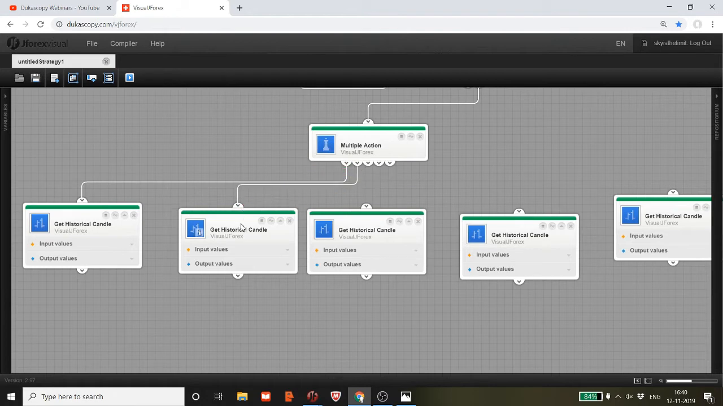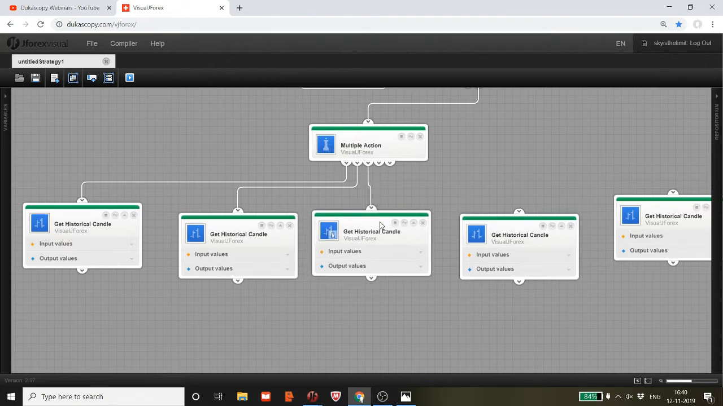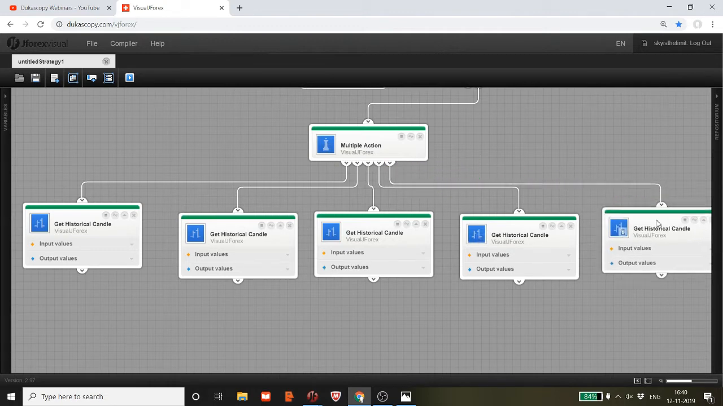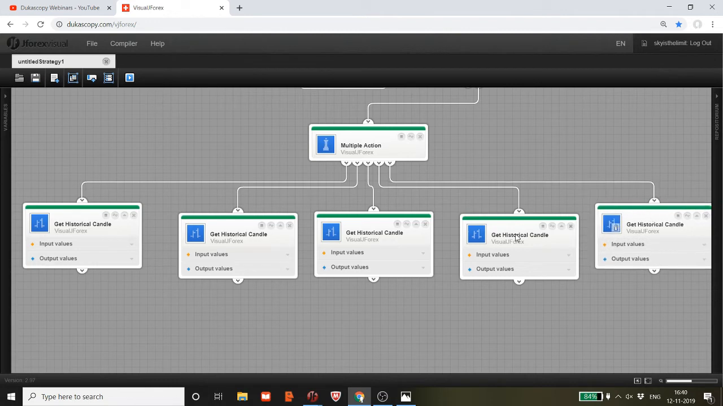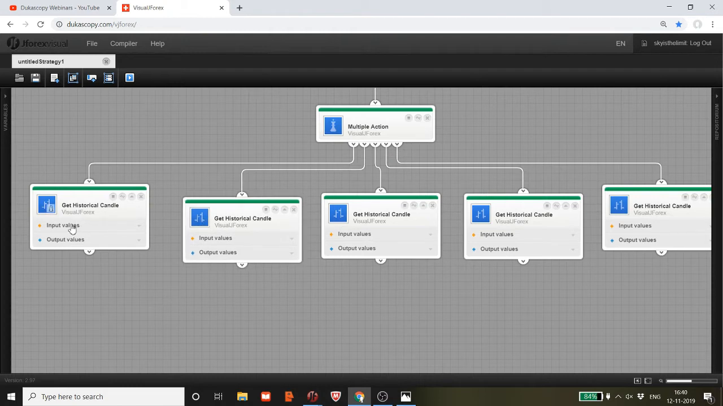Second flow, third one, then fourth, and then 5. This way you can use the 5 instruments by using the single multiple action block. If you want more than 5, simply add one more multiple action block.